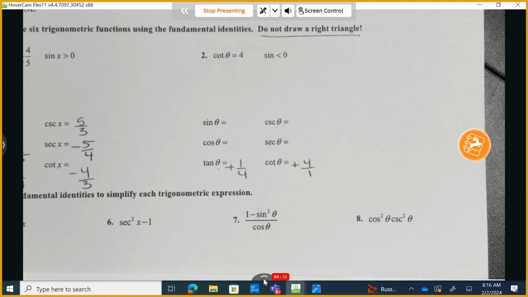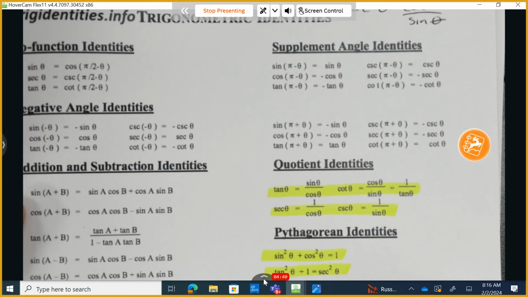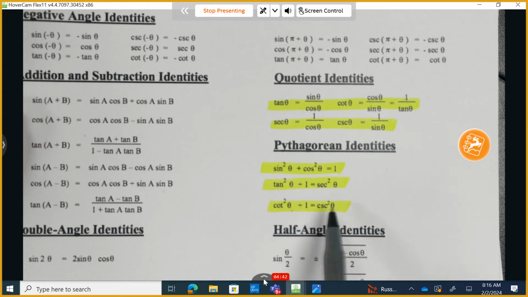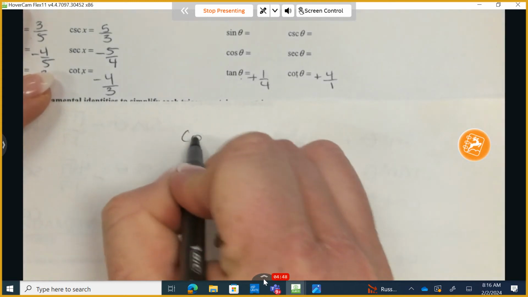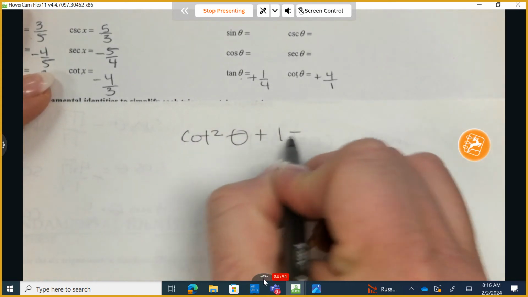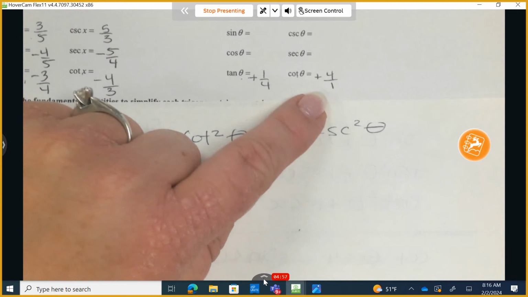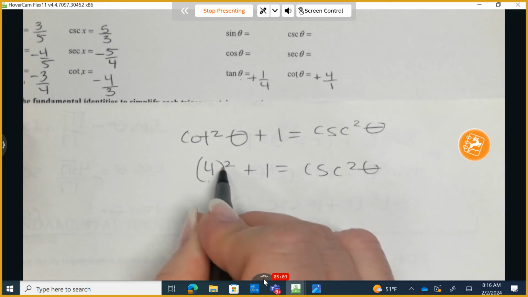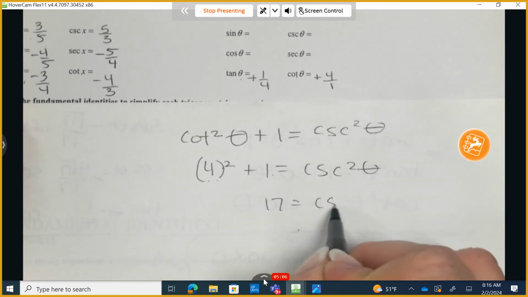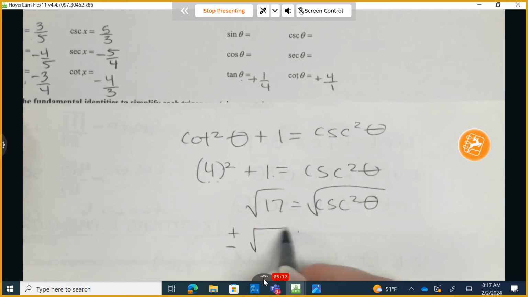Okay, now we need to do this without drawing anything. So I'm going to look at tangent and cotangent. Let's see, which one do I want to use? I'm given cotangent. You know what? I think I'm going to use this particular Pythagorean identity. So I'm going to write it down right now on this piece of paper. So cotangent squared plus 1 equals cosecant squared. And then I'm going to put it in. It's 4, so this is 4 squared plus 1 equals cosecant squared. 4 squared is 16. 16 plus 1 is 17. I take the square root. I'm going to get 2 answers. I'll decide later is it positive or negative.